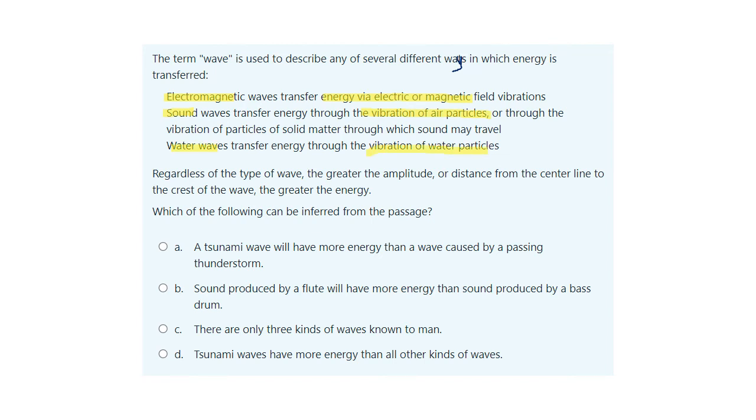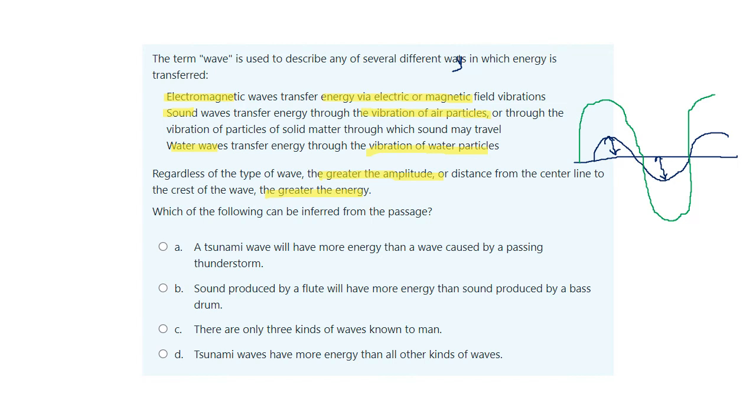But regardless of the wave type, the greater the amplitude or distance from the center, the greater the energy. Remember, if we draw a wave like this, and we draw a line through the center, from the crest to the center, or from the center to the trough, is the amplitude. So if the wave is like this, it has a greater amplitude, and so it's got more energy.